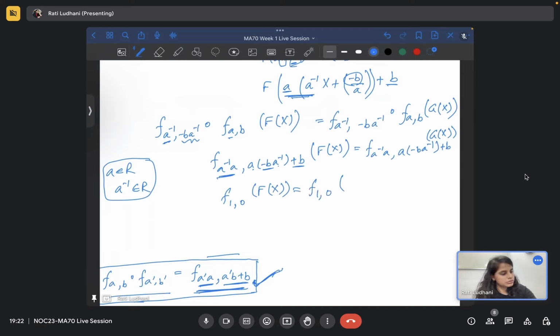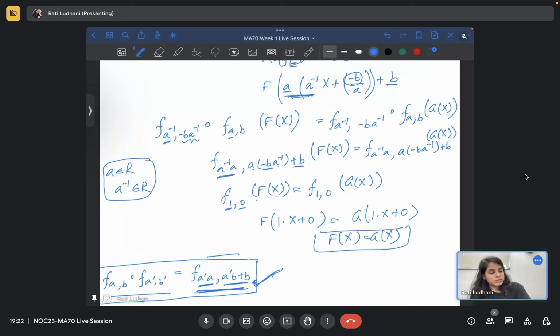So this is G(x). And what does this do? F of Ax plus B, this is A, this is B, so you will just get 1 into x plus 0, and both sides you will get this. So you really get f(x) is equal to G(x).